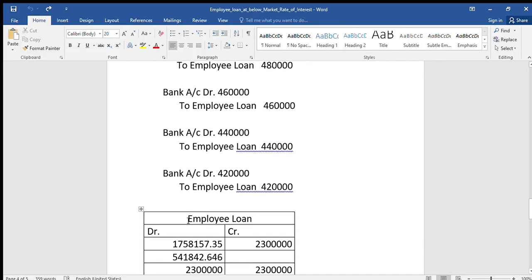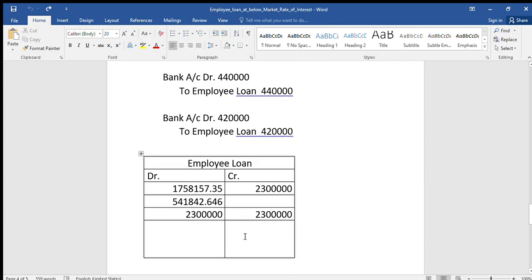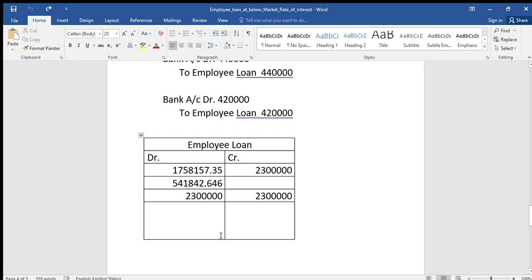Now we'll see the balance in the employee loan account. Opening balance was 1,758,157. The total of 5-year interest at 10% was 541,842, and the payment to the employee loan account was 23 lakhs, which is these payments. So the employee loan account is balanced: 23 lakhs in the debit, 23 lakhs in the credit. This gives a closing balance of 0.